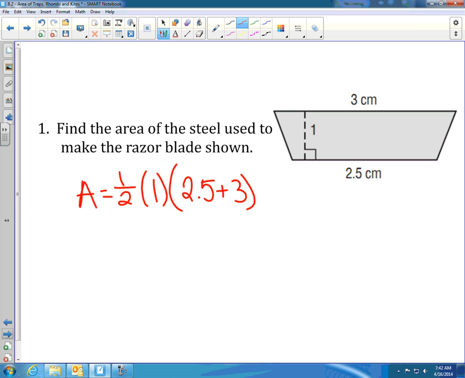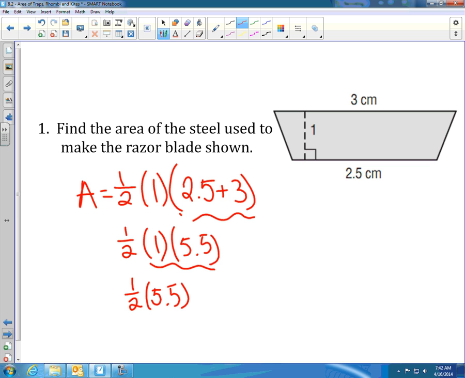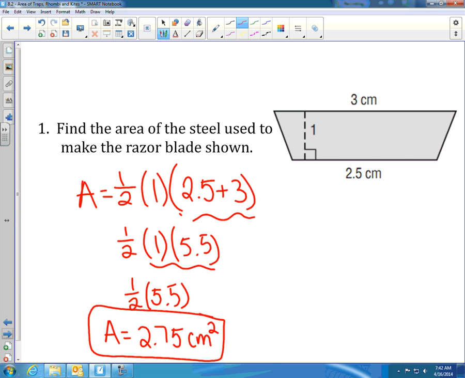So if we simplify inside our parentheses here, we're going to get 5.5. So 1/2 times 1 times 5.5. And then 1 times 5.5 gives us 5.5. Half of 5.5, our area is 2.75 centimeters squared. Remember, area is always squared. So that one is easy plug and chug. We just put it in because we have all the information.